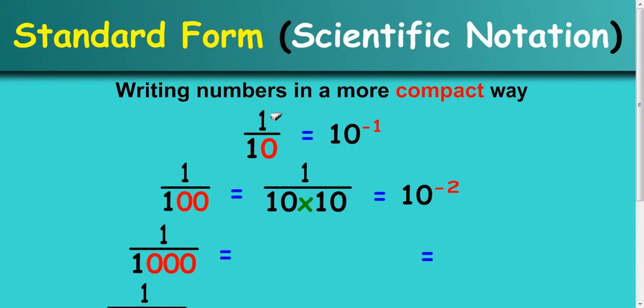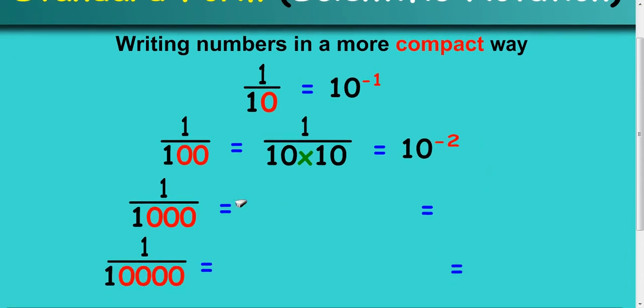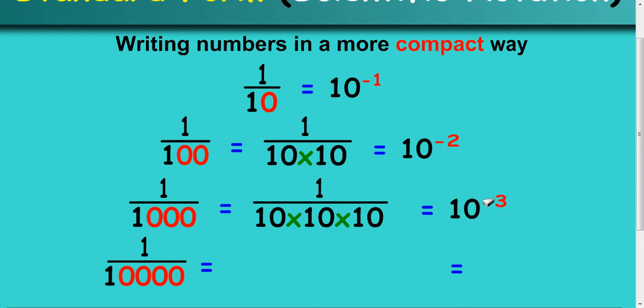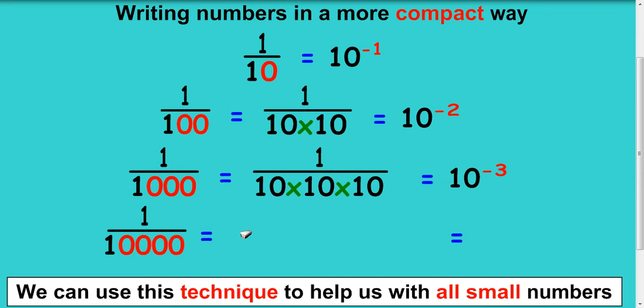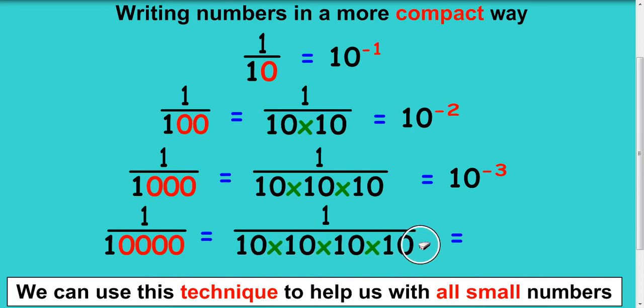So really what's happening here is we're dividing. If you want to divide by 10, you can write it as 10 to the negative 1. If you want to divide by 100, to find a hundredth of something, write it as 10 to the negative 2. If you want to divide by 1000, you can write it as 1 over 10 times 10 times 10, and that's 10 to the negative 3. And if you want to divide by 10,000, it's 1 over 10 times 10 times 10 times 10, and that's 10 to the negative 4.